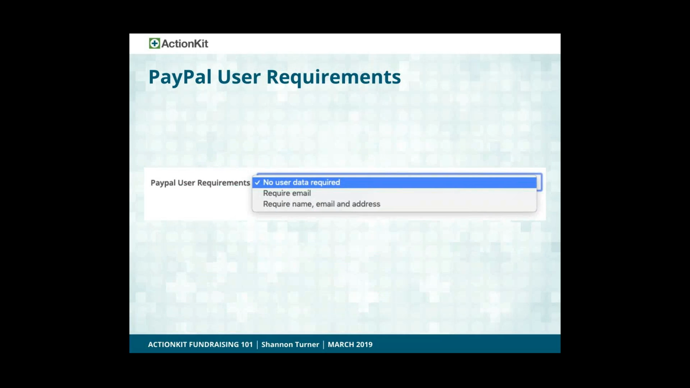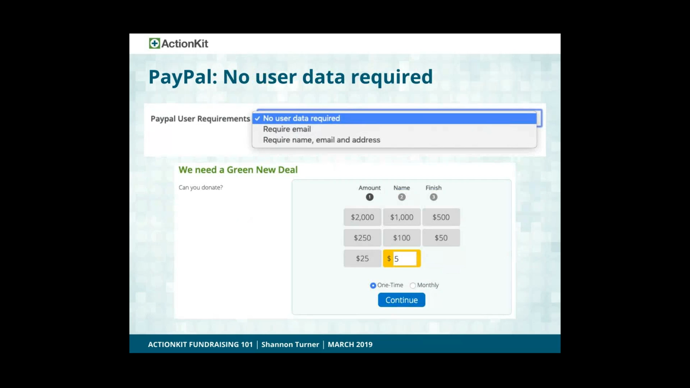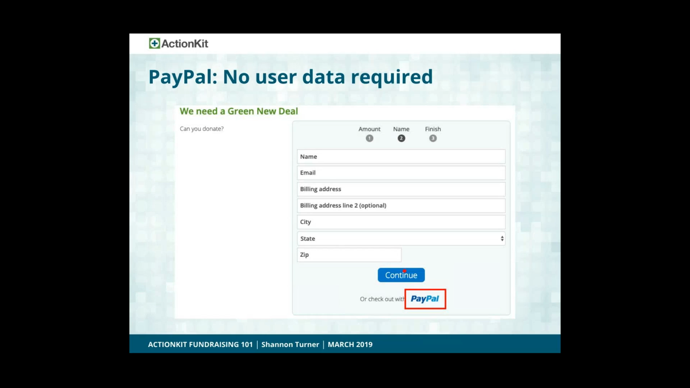So if you are using PayPal, ActionKit doesn't require any user data by default in order to continue on and complete that PayPal donation. Let's take a look at what that donation flow looks like. Here I've selected no user data required, and remember that's the default. So when someone goes to my donation page, they enter a dollar amount, and then they click continue, then they would be able to click this checkout with PayPal without completing any information in this name section.